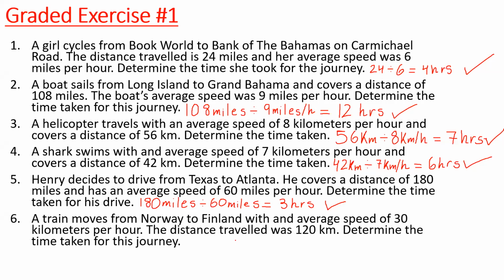The train moves from Norway to Finland with an average speed of 30 kilometers per hour. The distance traveled was 120 km. Determine the time taken for this journey. Good. What are we going to do to find out the time taken?